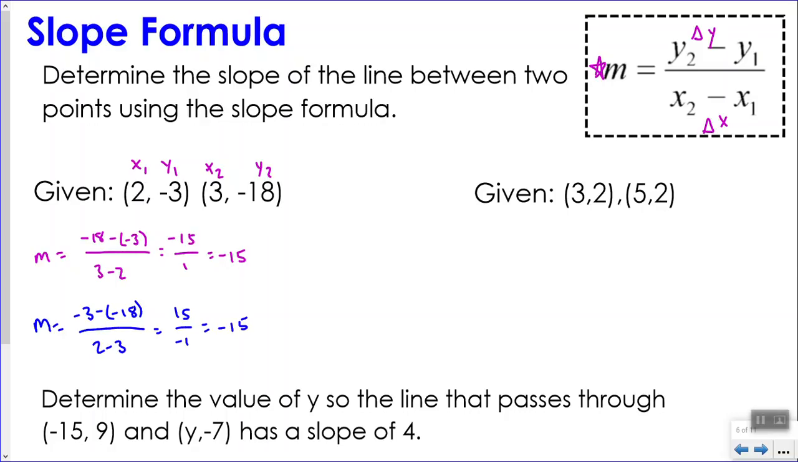Pause the video, see if you can find the slope between 3,2 and 5,2. Here we end up with a slope of 0. We can tell this by looking at the two ordered pairs because they both have the same y coordinates. That means there's no vertical change, only horizontal change, which means that we have a slope of 0. And we're always going to simplify that out to just the integer 0. We're never going to leave it as the fraction 0 over 2 because that's technically not simplified.